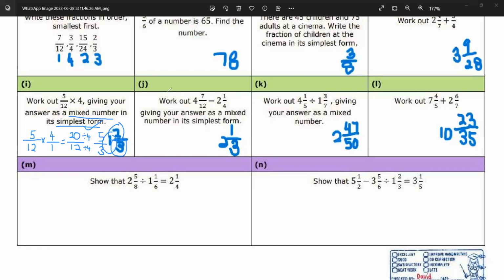Now question J. Work out 4 and 7 out of 12 minus 2 and 1 out of 4, giving your answer as a mixed number in its simplest form.